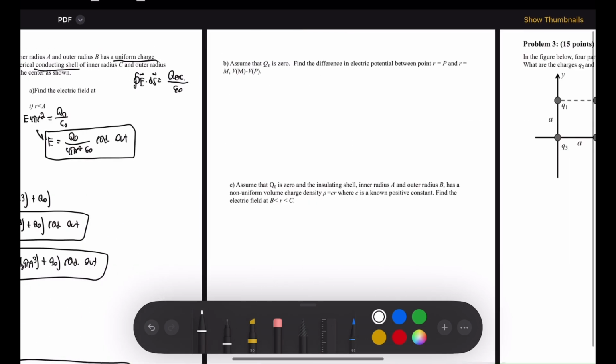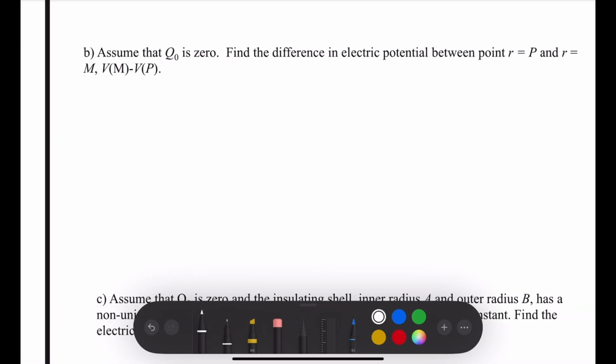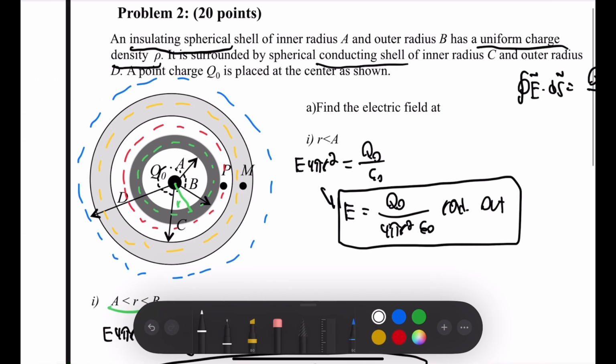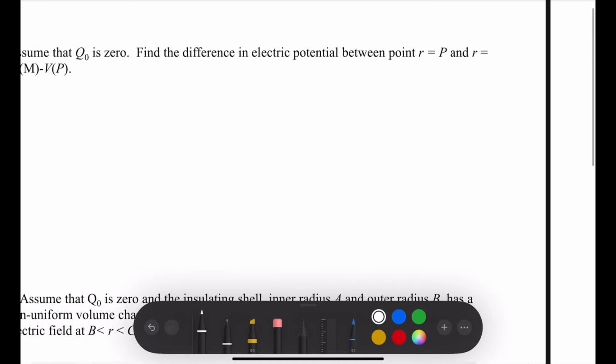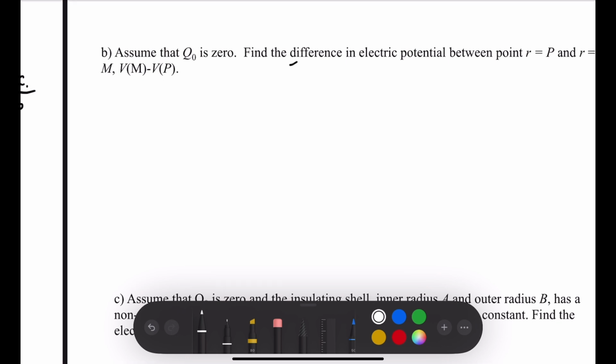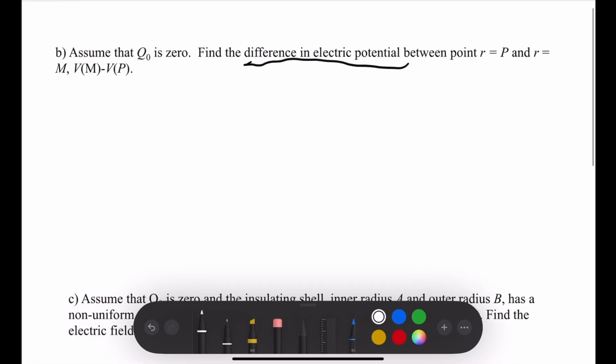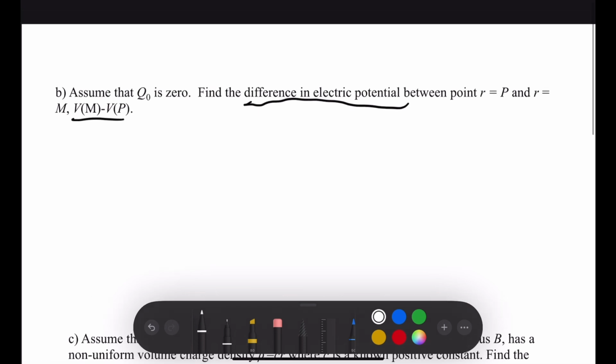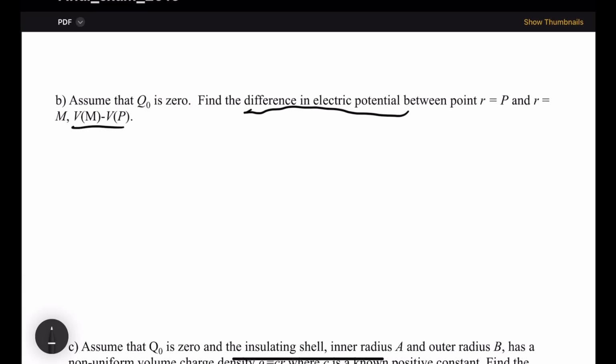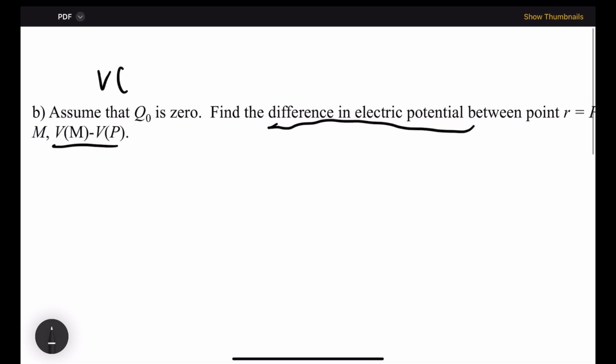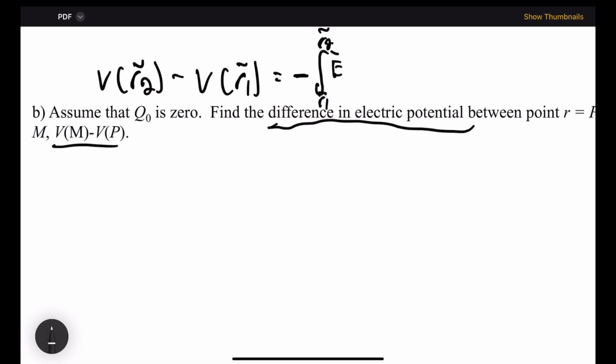Okay. Now for part B, assuming that q naught is 0. So now we're assuming that the point charge at the center is now 0. Find the difference in electric potential between a point r equals P and r equals M. And it writes it out right here. So recall that the difference in electric potential is V of R2 minus V of R1 is equal to the negative integral from R1 to R2 of E dot dr.